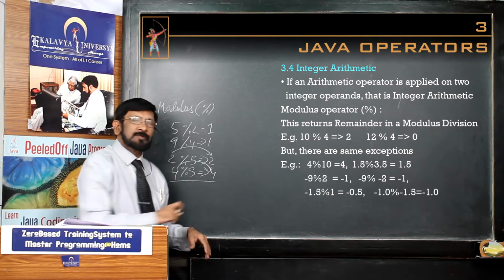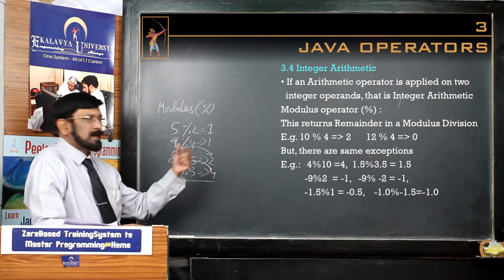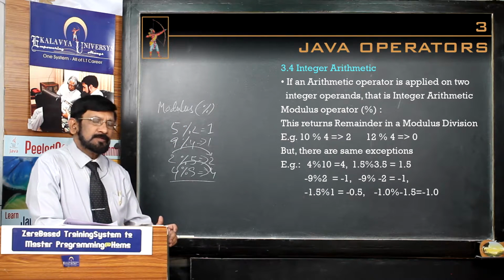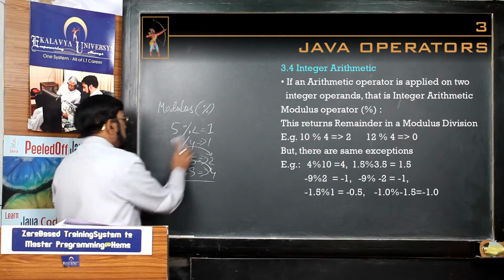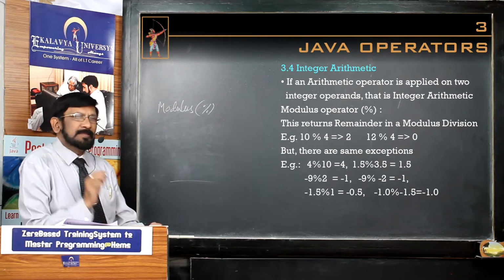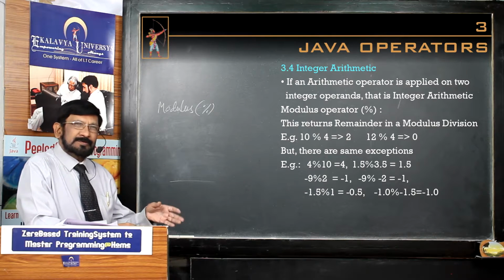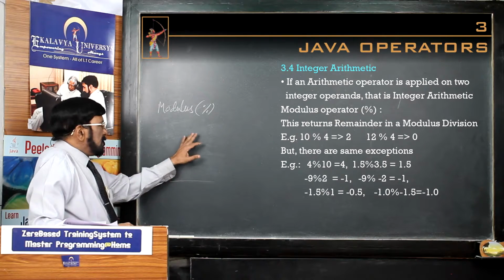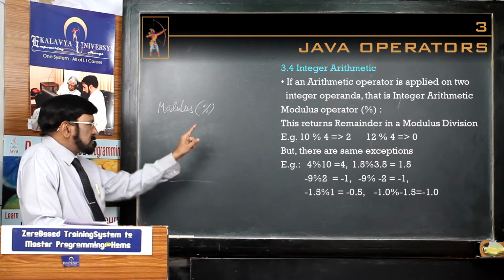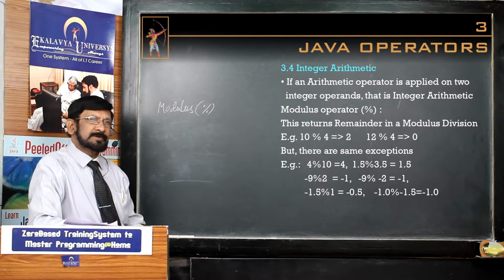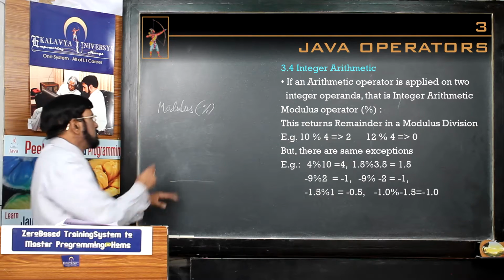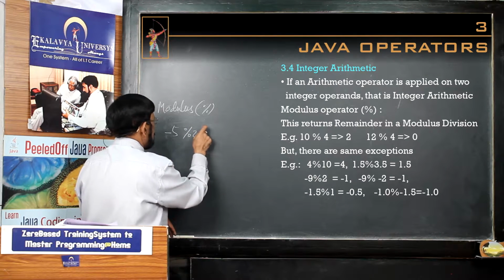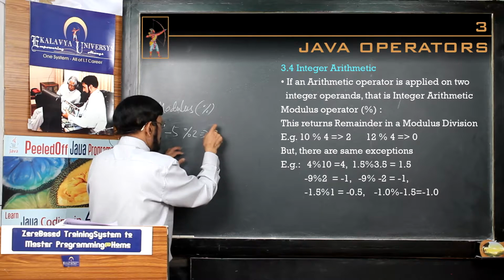Thereafter, what about the sign? Here, all are plus only. Suppose minus is there. What should we do? Here also, one principle I tell you. Simple principle. Sometimes if you don't think of logic, that is better. Actually, always the sign of the result in a modulus operation is the sign of the numerator. Now we see minus 5 modulus 2. The result is minus 1.